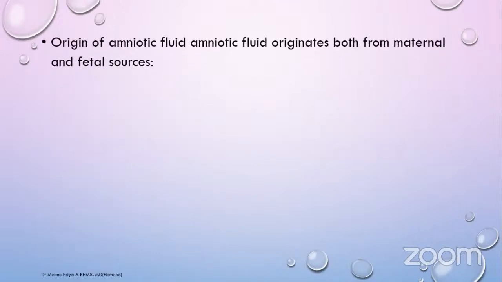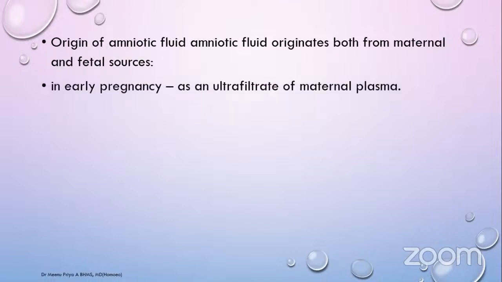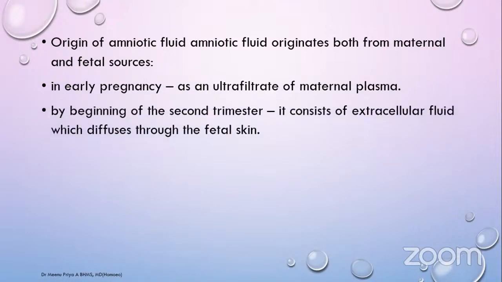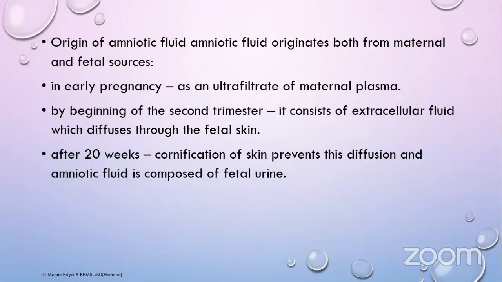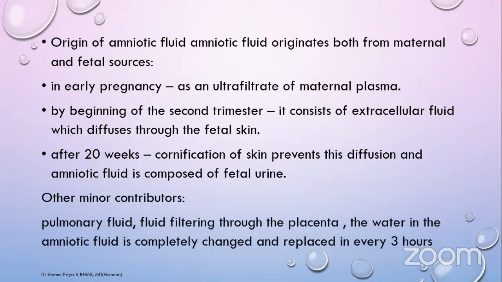Next, origin of amniotic fluid: it originates from maternal and fetal sources. And one frequently asked question is, which is the major contributor of amniotic fluid? So in early pregnancy, it is an ultrafiltrate of maternal plasma. By the beginning of second trimester, it consists of extracellular fluid which diffuses through the fetal skin. And after 20 weeks, cornification of skin prevents this diffusion, and amniotic fluid is composed of fetal urine. So in the later months, the major contributor of amniotic fluid is fetal urine. This is a frequently asked question. And other minor contributors are pulmonary fluid and fluid filtering through the placenta. Water in the amniotic fluid is completely changed and replaced every 3 hours.